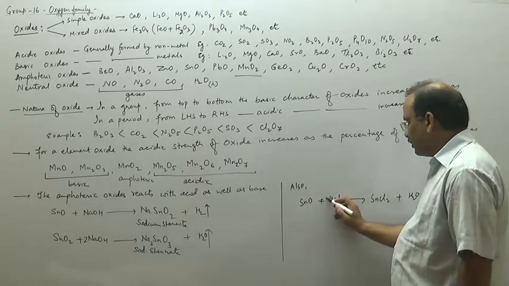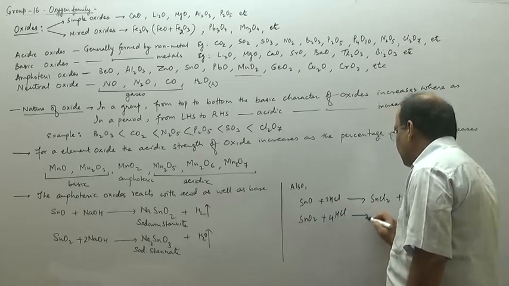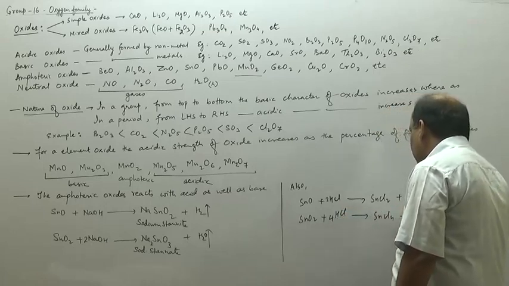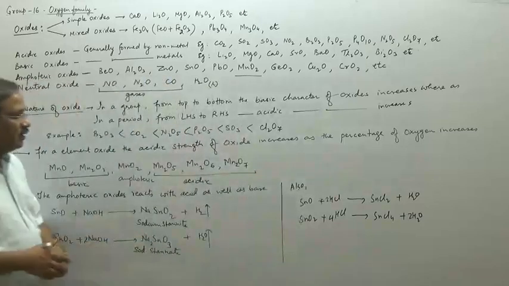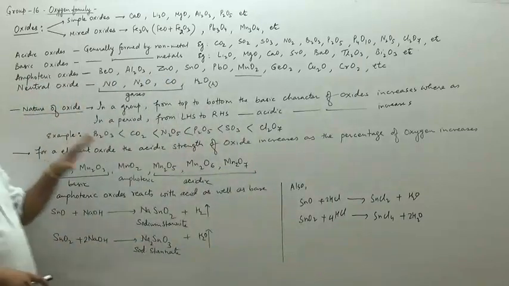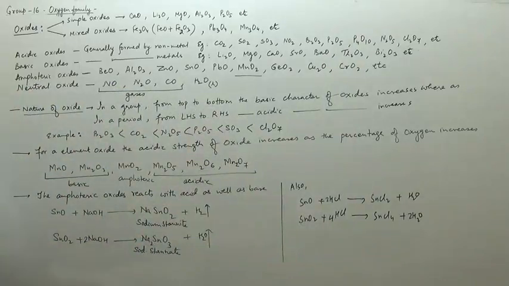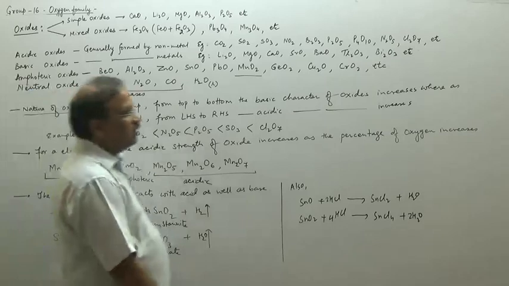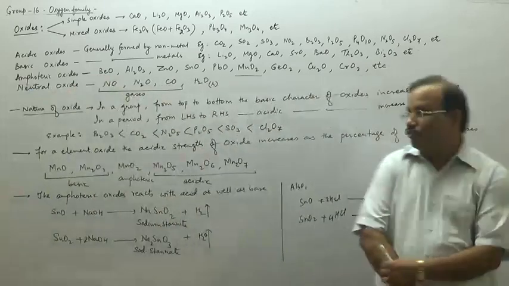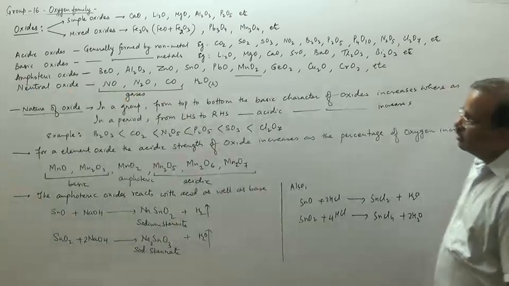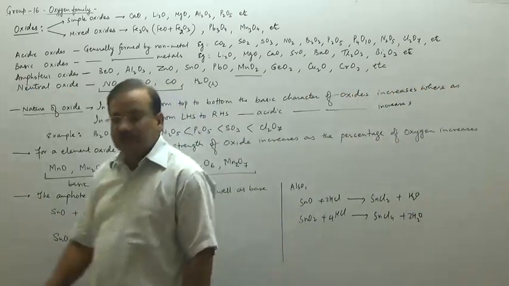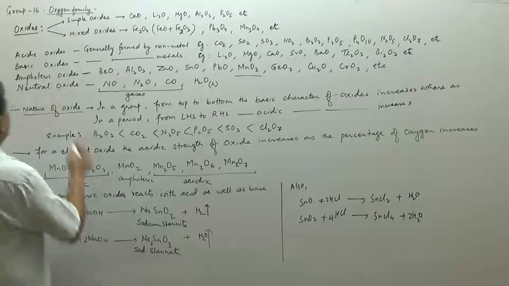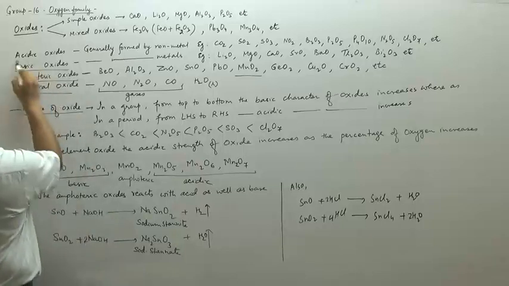And if it is SnO2, we are going to write HCl, then we get the reaction as SnCl4 plus H2O. This is how we are going to write the reactions of amphoteric oxides. So these are the oxides we should know: the acidic oxides formed by non-metals, the basic oxides, the amphoteric oxides, as well as the neutral oxides. These are the types of oxides we have discussed.